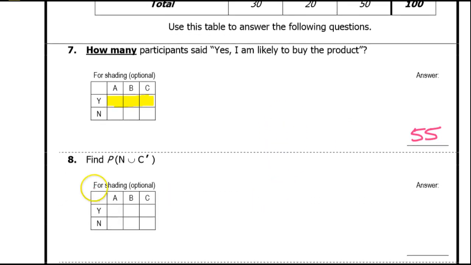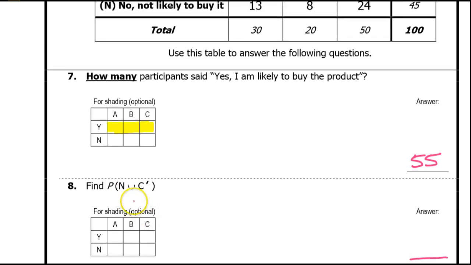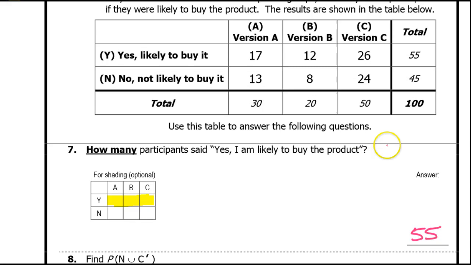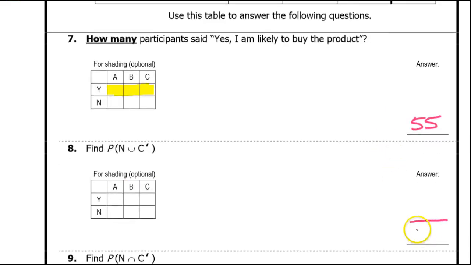Okay, now find the probability of N or not C. So the fact that this is a probability automatically means that I'm going to be dealing with a fraction. So target over total. This is not a given problem. It doesn't say given. That means the total is going to be the grand total of all the numbers. So I already know that's 100.